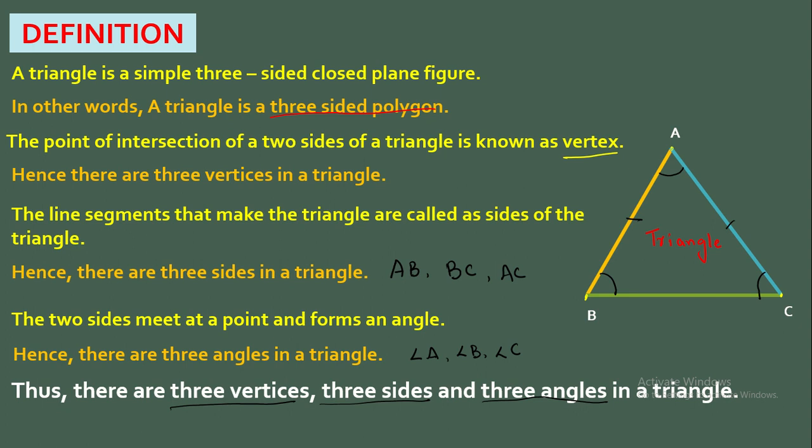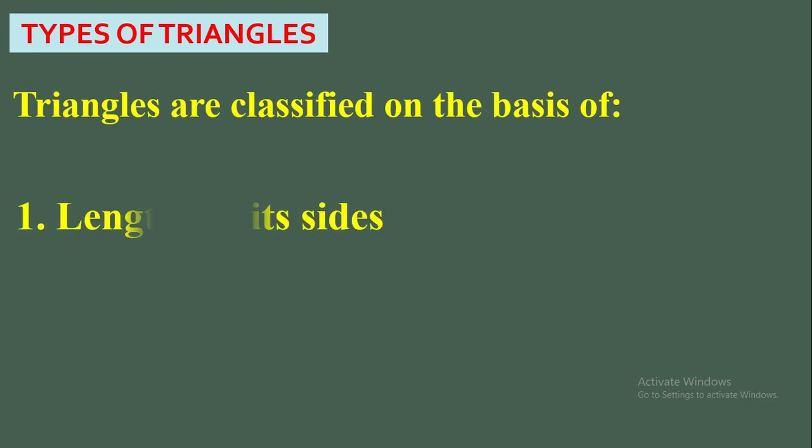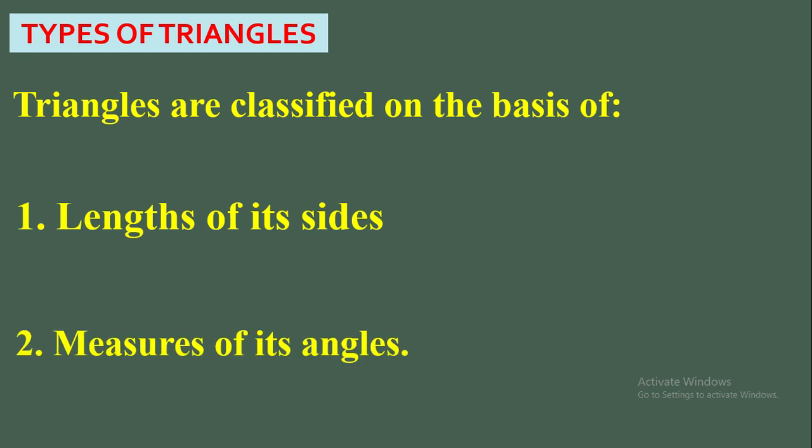Now, let's see the different types of triangles, and these types of triangles are classified on the basis of, first, lengths of the sides. Since there are three sides in a triangle, they can have different lengths or they can have the same lengths, and on the basis of the lengths of its sides, triangles are classified into different types.